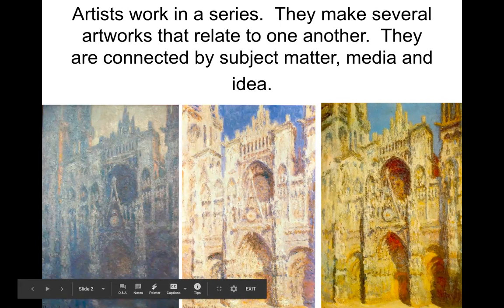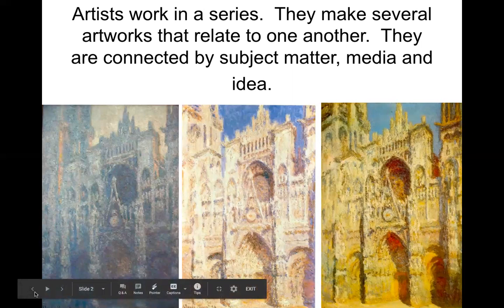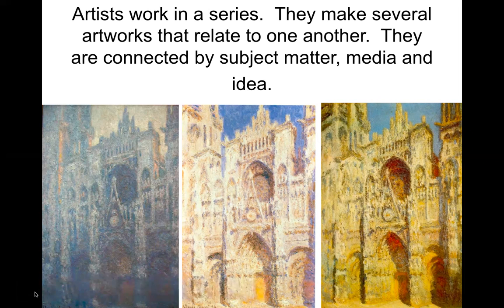So I put an art series up on the screen that you probably recognize. So I put a Monet. Artists often work in this style of a series. They make several artworks that are related to one another. They can be connected by subject matter, media, as well as idea. And so these three paintings all are basically the same composition. These maybe would be considered to be more like studies rather than finished works of art. But of course, Monet probably considered them to be finished.